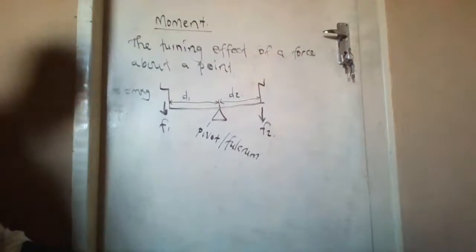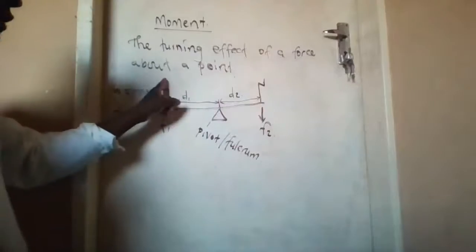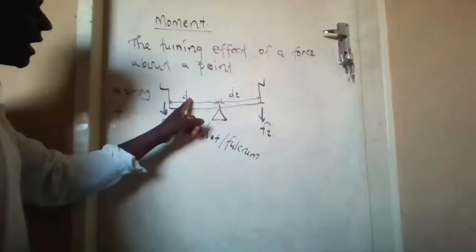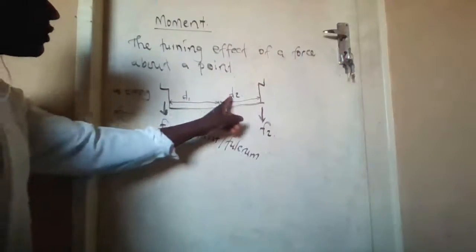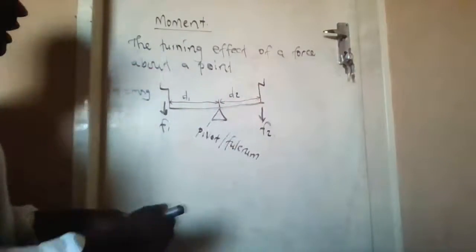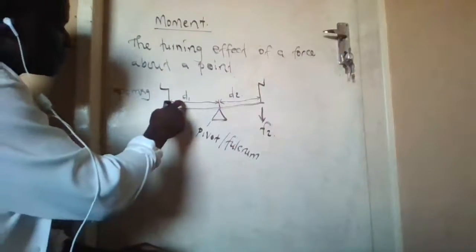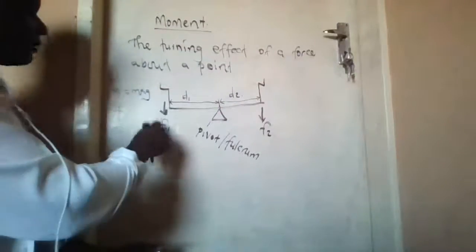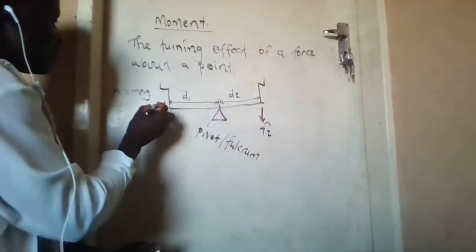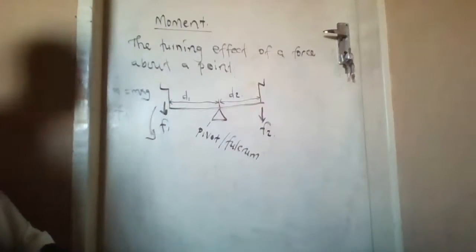But now, if you consider this, if the distance D1 is equal to D2, and the amount of force applied by this person is way bigger than the amount of force that this person applies at this point, we are going to see the seesaw going in the downward direction in that arrangement.